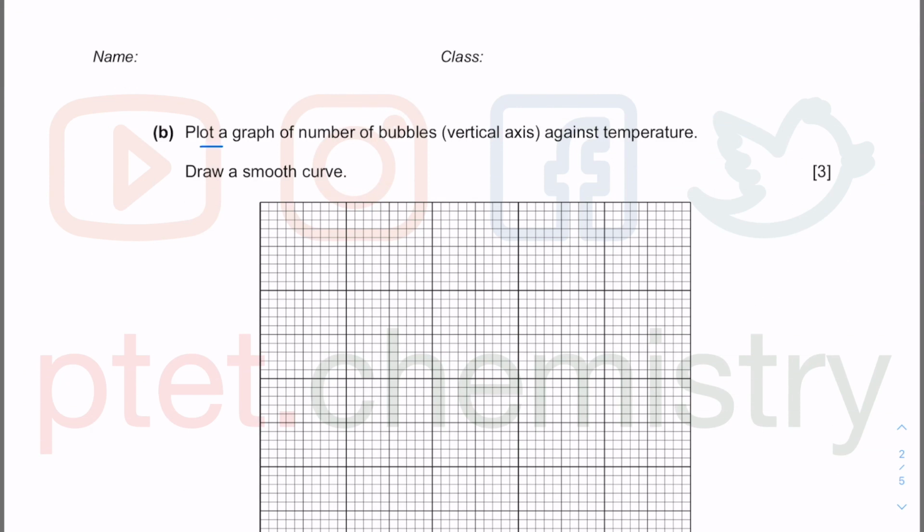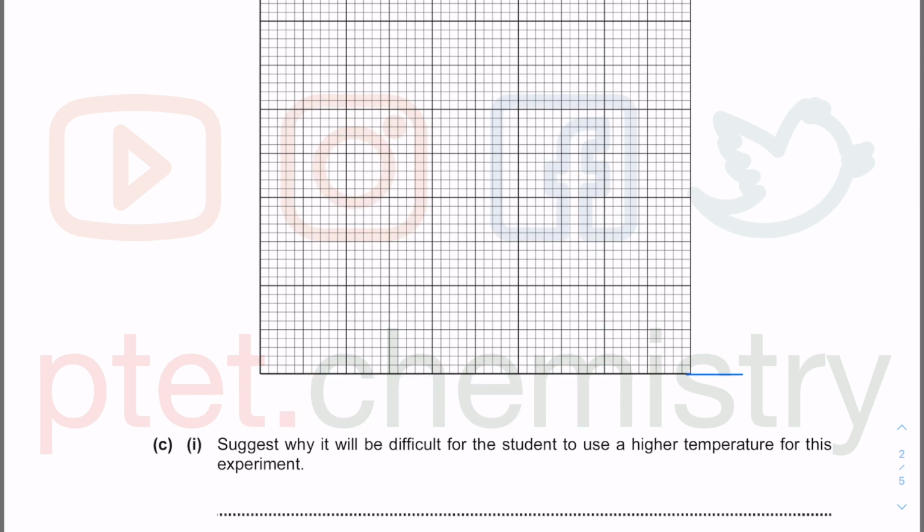So plot a graph of your number of bubbles. Vertical axis means up and down, so this is the y-axis. Against the x-axis. The x-axis is the horizontal axis, so left to right. Temperature I'll have on the x-axis.